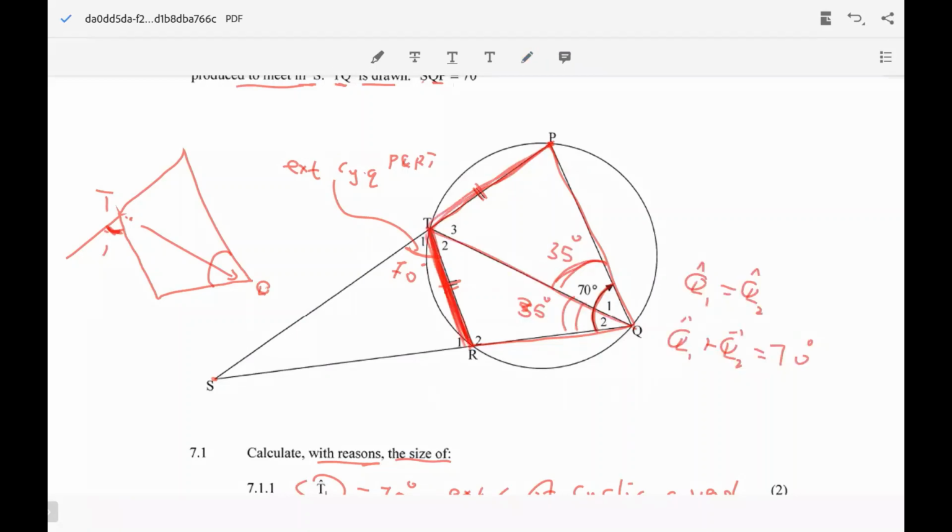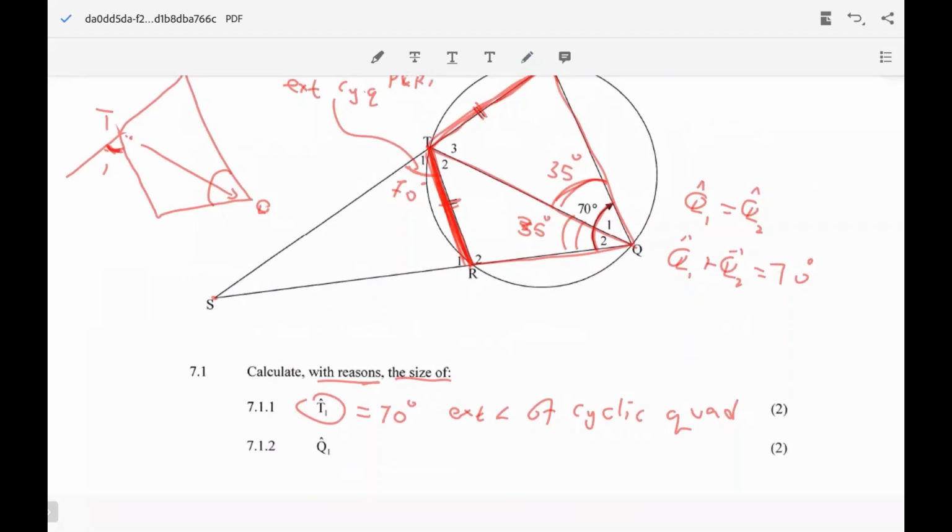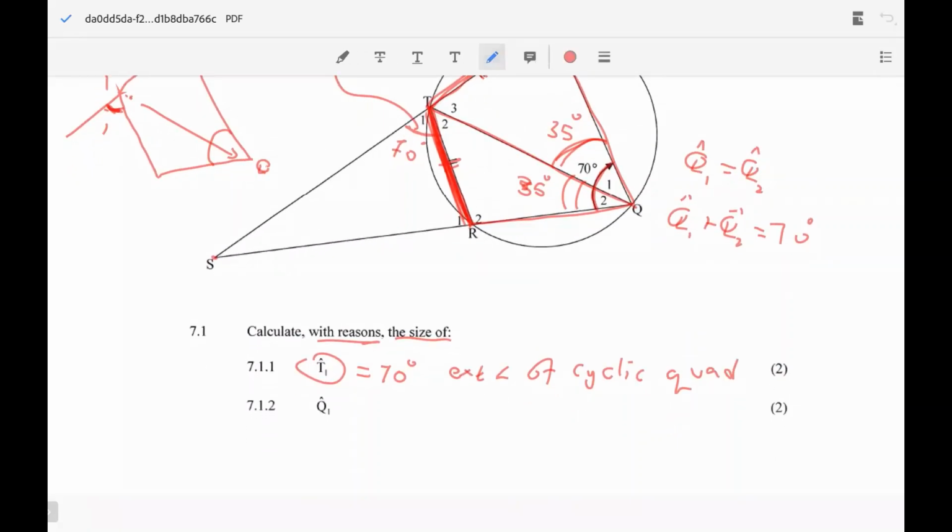So that's the analysis that we have used to get the value of angle Q1. We can state that our Q1 is indeed 35 degrees, and the reason is that equal chords subtend equal angles. So it's equal chords, semicolon, equal angles. You don't have to write the whole sentence. Equal chords, equal angles, as simple as that.